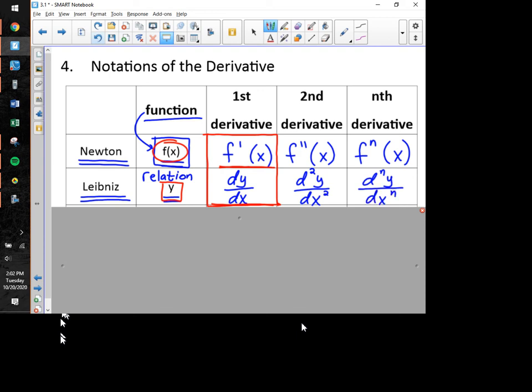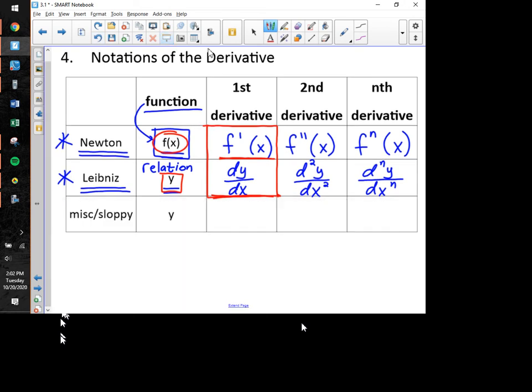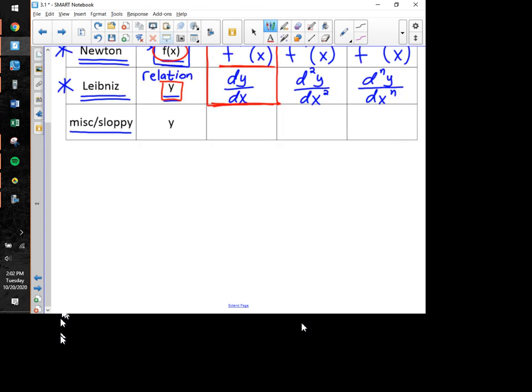So those are the two primary ways we denote functions right here. I would say that these two methods are going to encompass 99% of all the functions and derivatives that we're going to see this year. There is, however, kind of a sloppy way that a lot of the mathematical community has embraced, and I at least want you to see it.